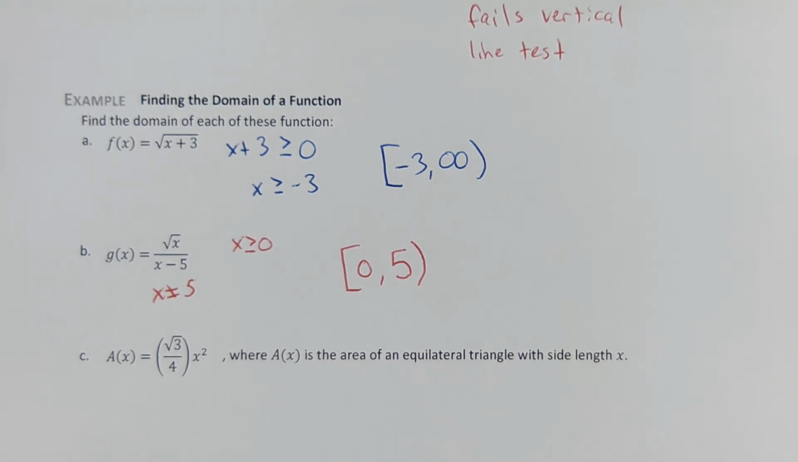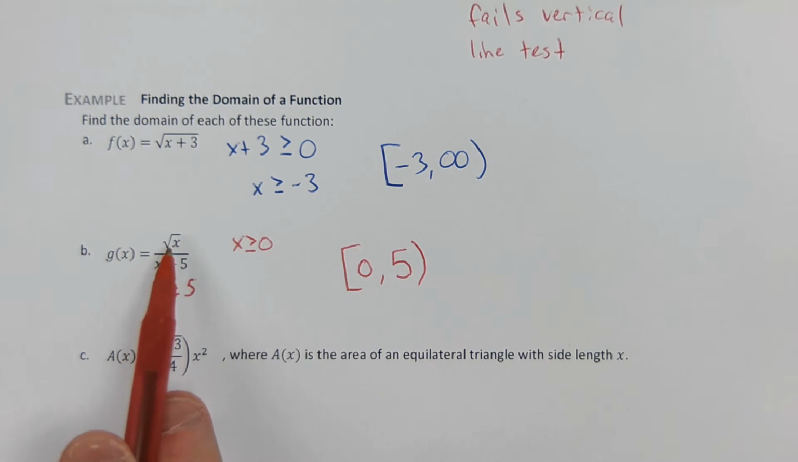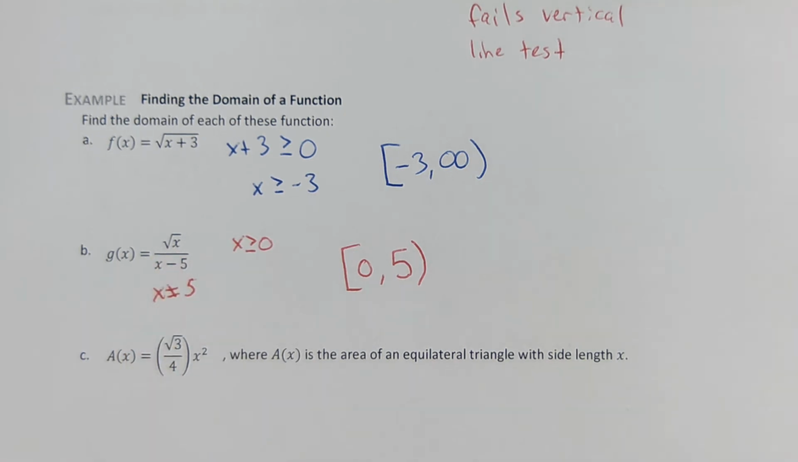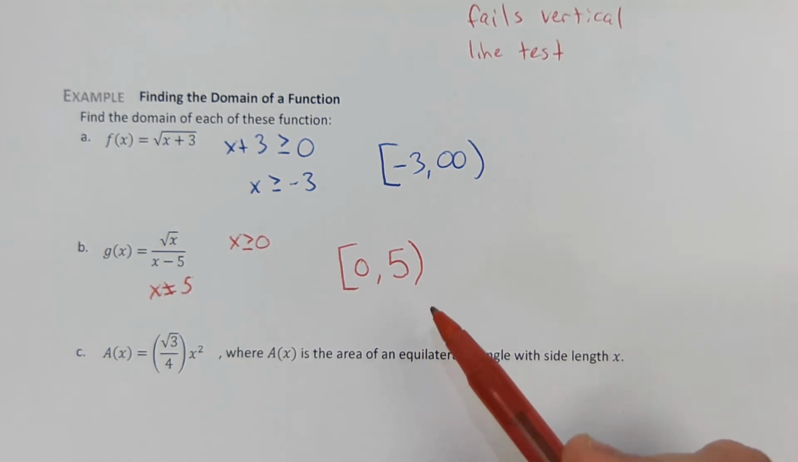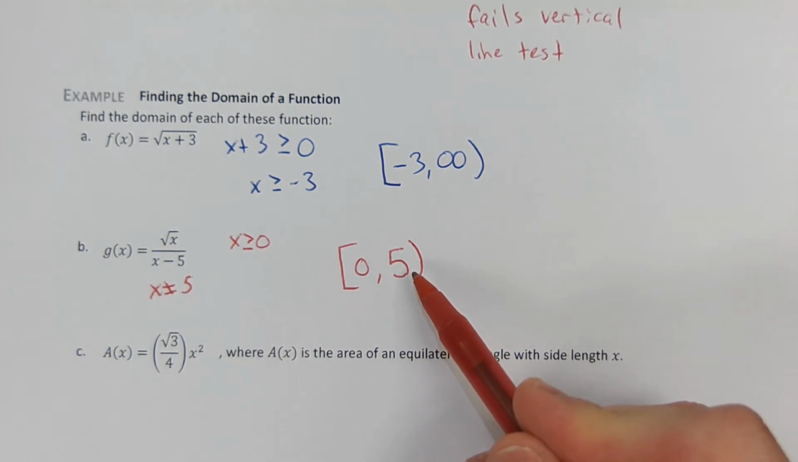Yes, Damien? I don't understand, like, why can't you use 5? Because if you used 5, you'd have the square root of 5 divided by 0. And you can't divide by 0. So because it's a fraction, you just figure out what makes the bottom equal 0. That's not allowed to happen. But 6 works, right? 5.1 works, right? So really, the only number that's a problem is 5 after 0.